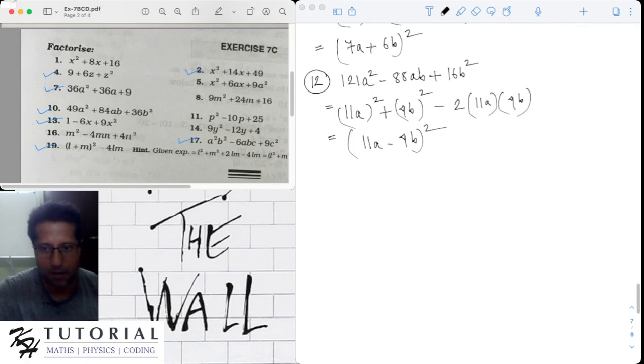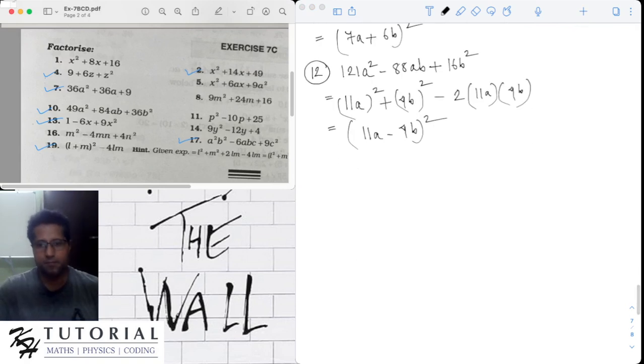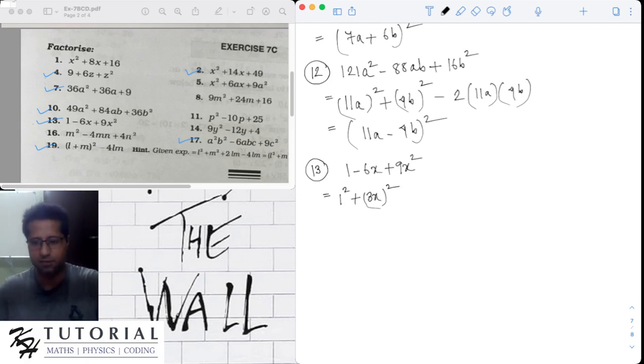Let's do problem number 13. It is 1 minus 6x plus 9x square. Okay. So I can see 1 can be written as 1 square, 9x square can be written as square of 3x, and I have remaining minus 6x.